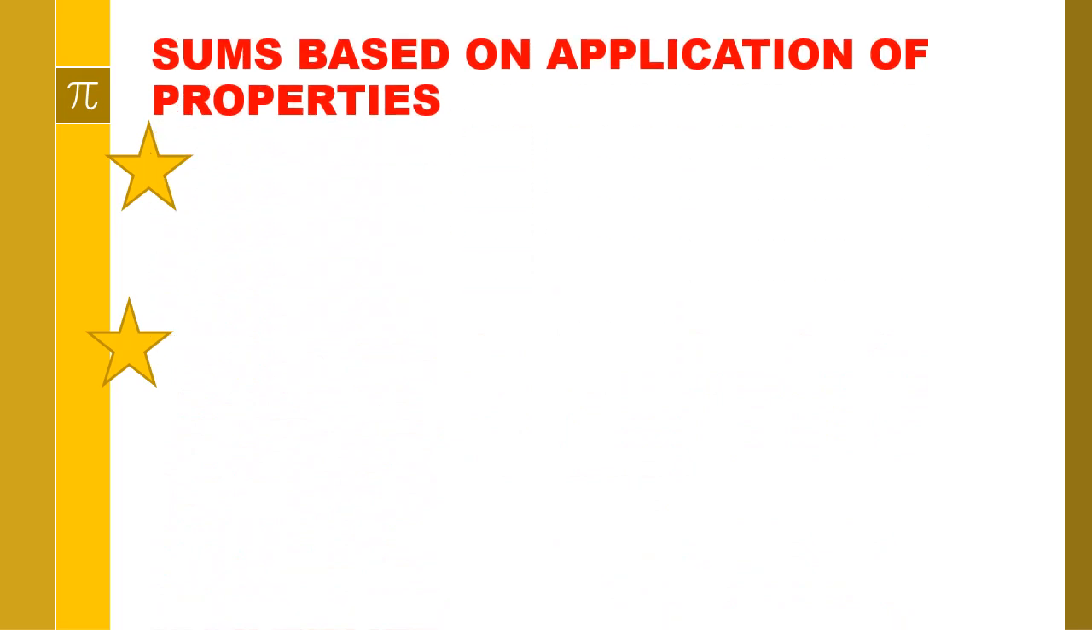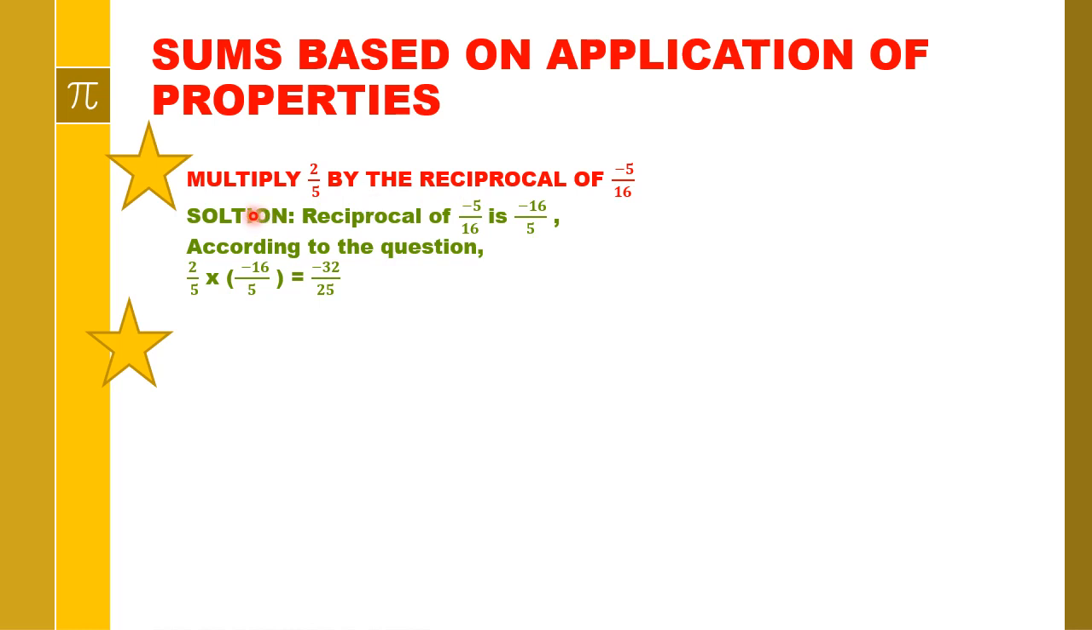Here we are going to take sums based on application of properties. The first one is we are going to multiply 2 by 5 by the reciprocal of minus 5 by 16. So in the first step we have to take the reciprocal of minus 5 by 16. To take a reciprocal, the numerator will go to the denominator and the denominator will be shifted to the numerator. That is called reciprocal. So the reciprocal of minus 5 by 16 is minus 16 by 5.